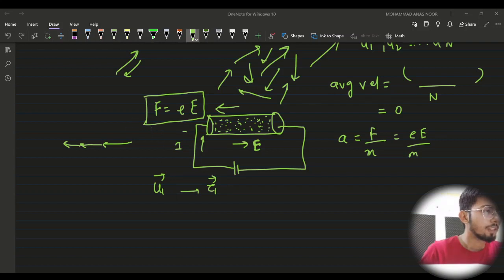Then the final velocity just before the collision would be how much? U, the initial velocity, plus acceleration times tau, because v is u plus at. So initial velocity is u, and then it moved for some time tau before colliding again. And just before the collision, the final velocity it would have attained is v1, so that v1 is u1 plus a tau 1.